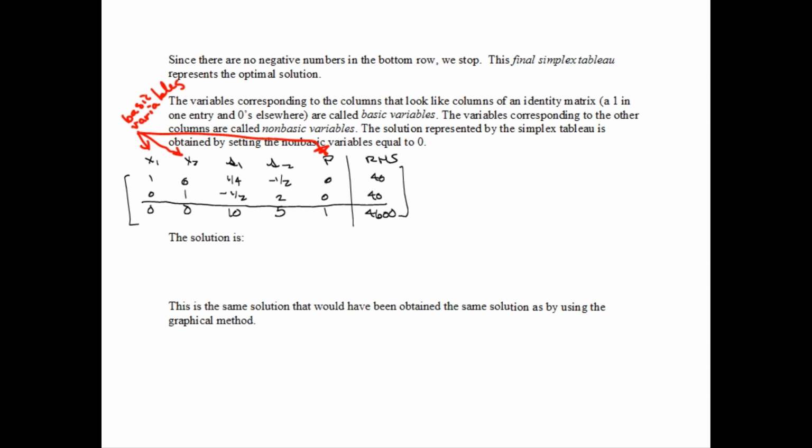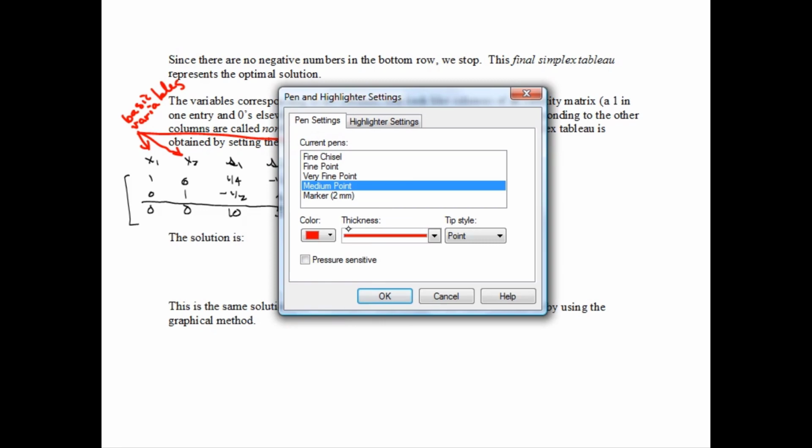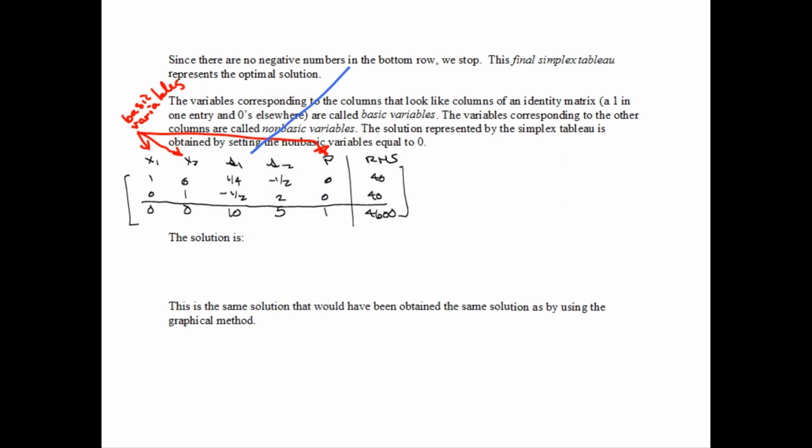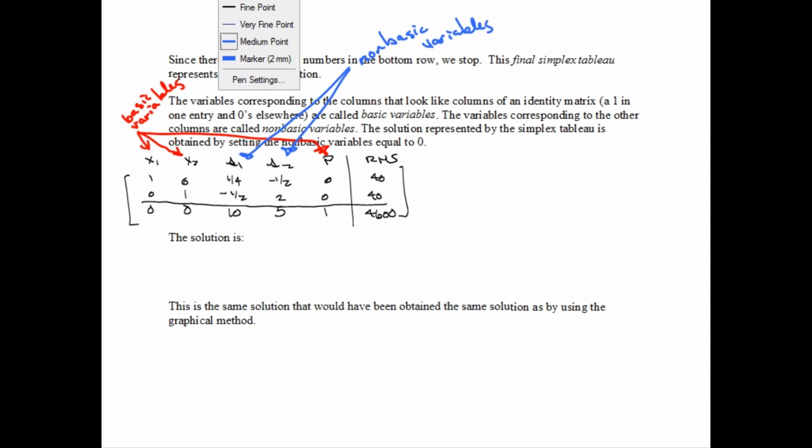And then the non-basic variables are these, s1 and s2. Right now we are calling these non-basic variables. Every time you do a pivot, these change. The non-basic variables we will think of as being set equal to 0.